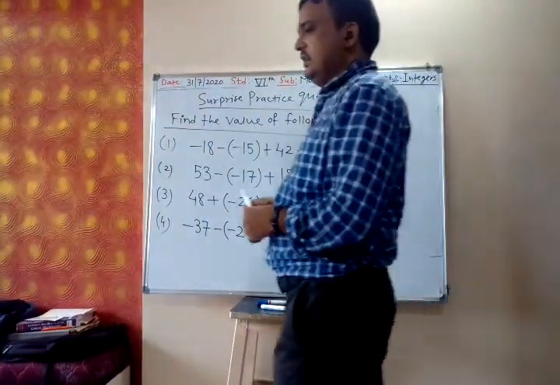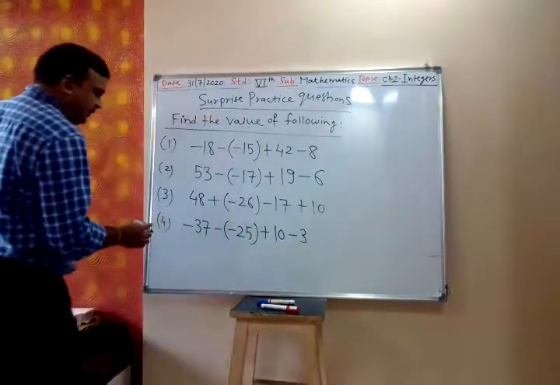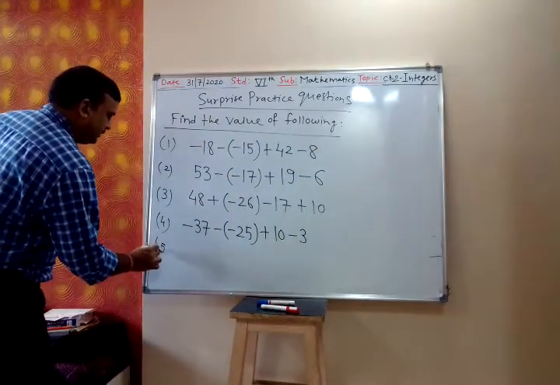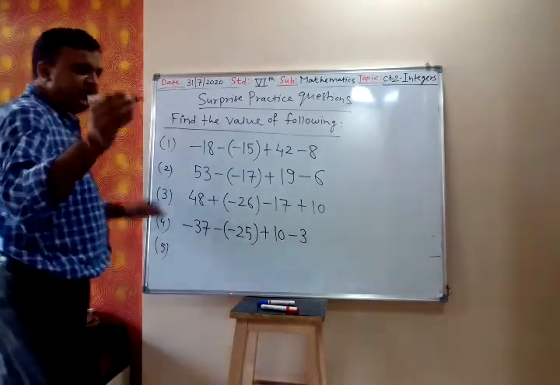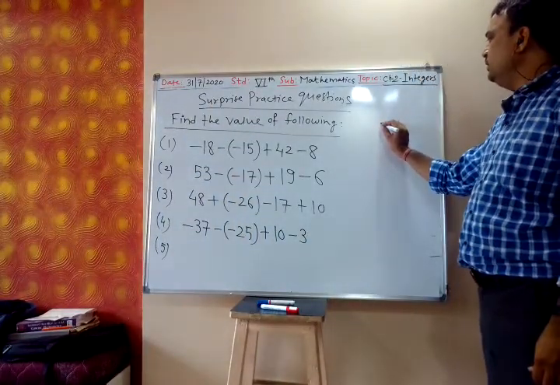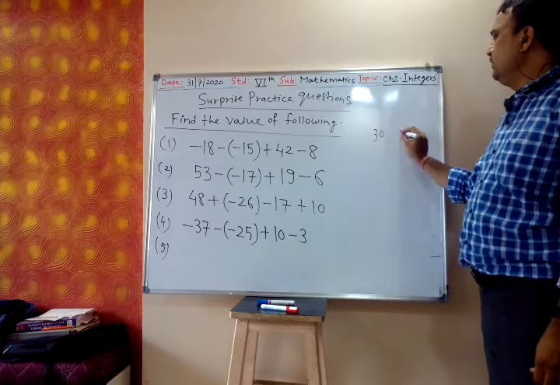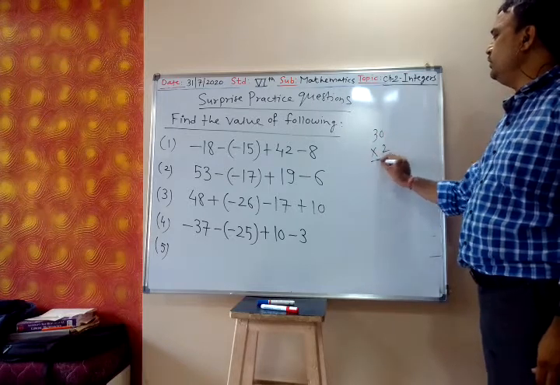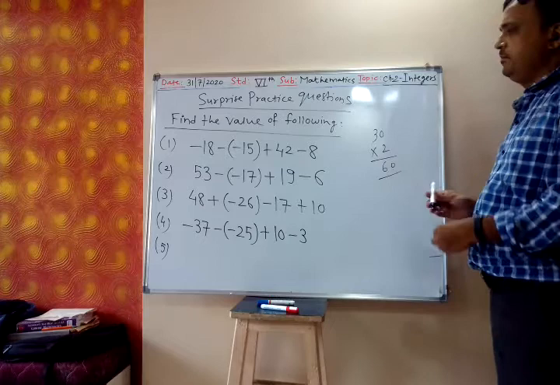What was that question? See here, place value will be 30, face value is 2, so 30 into 2. Answer was 60.